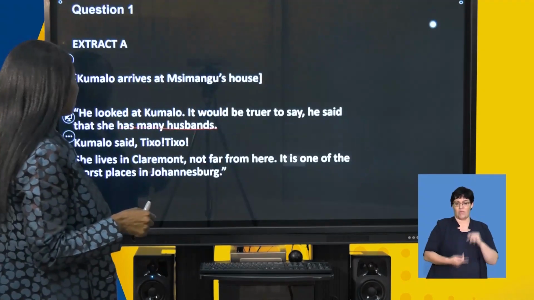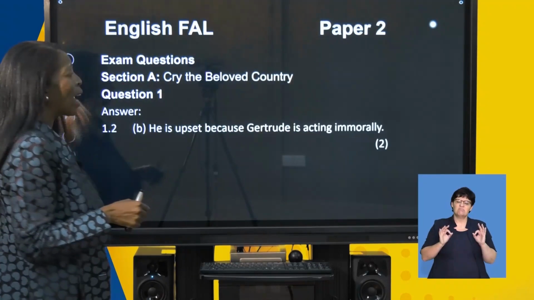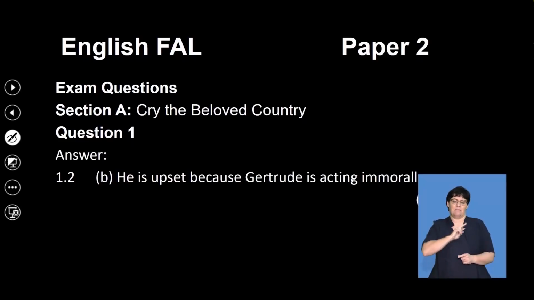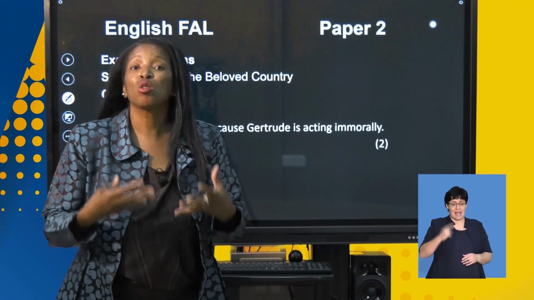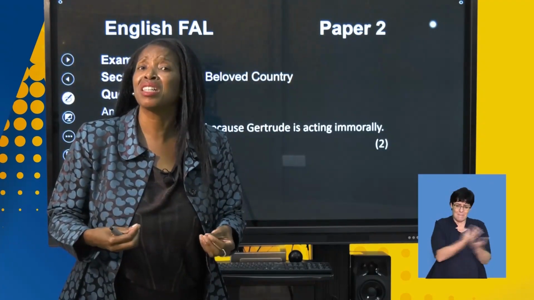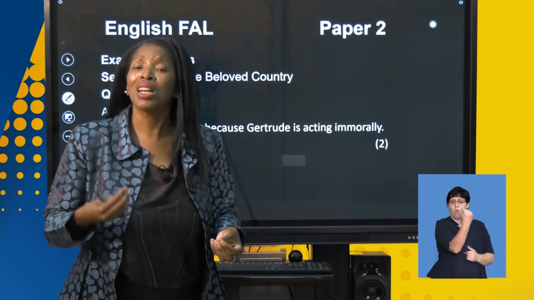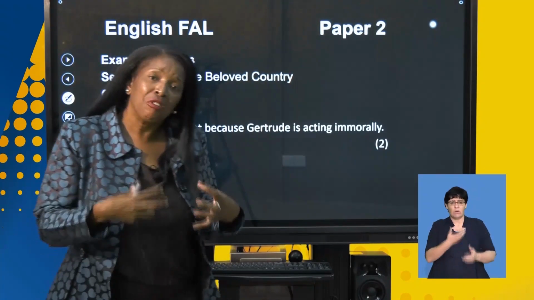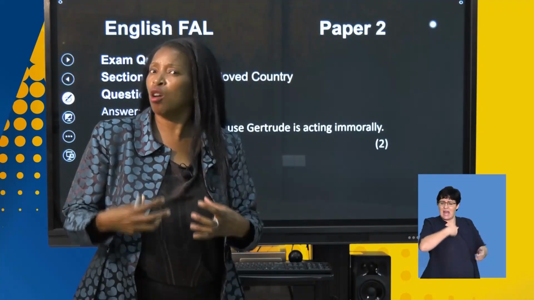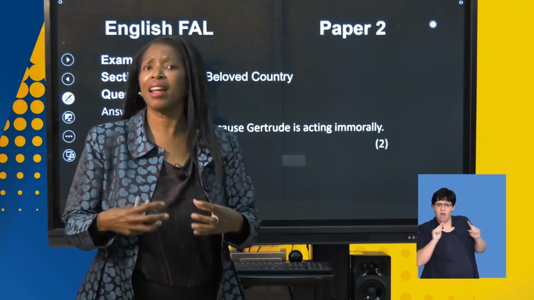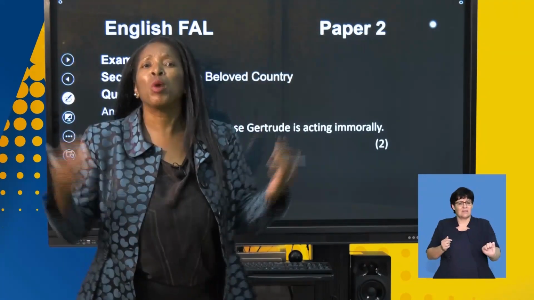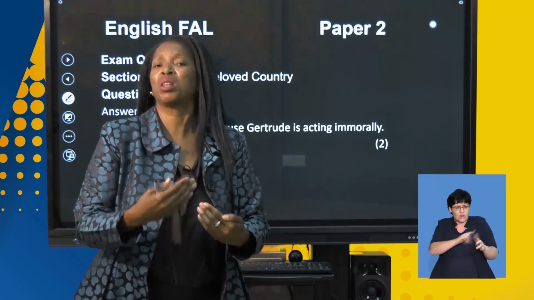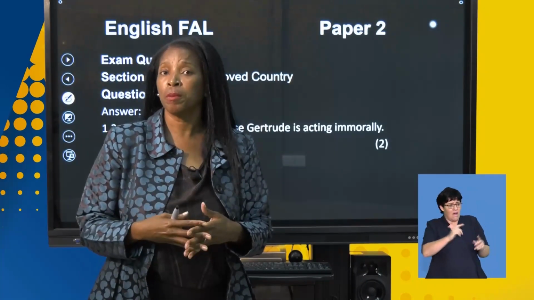So here is a typical response for why he is upset. I've already alluded to the fact that he is upset because his daughter Gertrude has so many men in her life. She lives alone, and so this is an immoral act. That is why, as a reverend, he cannot fathom how a young woman of Gertrude's position in life, as a daughter of a priest, could behave in such a way.